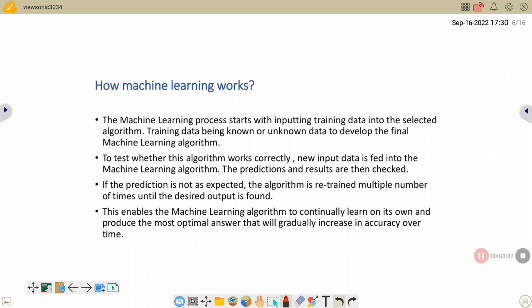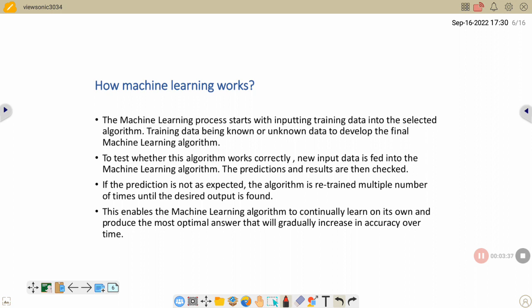Okay, so how does machine learning work? The machine learning process starts with inputting the training data. As I said, we are first inputting the training data into the machine, and then obviously we have a selected algorithm. We have several algorithms in machine learning. So we are feeding that training data into the algorithm. Training data being known or unknown data to develop the final machine learning algorithm.